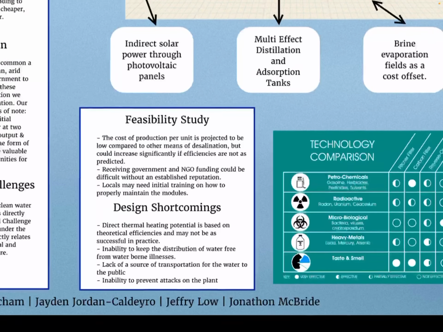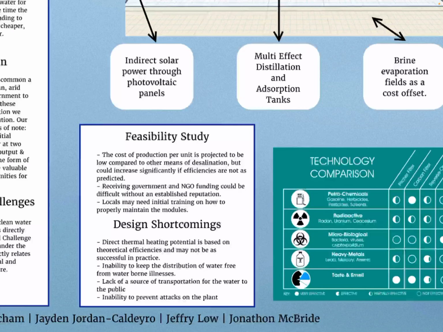In our feasibility study and design shortcomings, we've listed out some of the factors that affect design feasibility or drawback to the overall project. Most important to note is that all of the technologies we've used are independently proven, but the novelty in our proposal is the combination of these technologies. Therefore, a lot of our numbers are highly theoretical and would need to be proven.